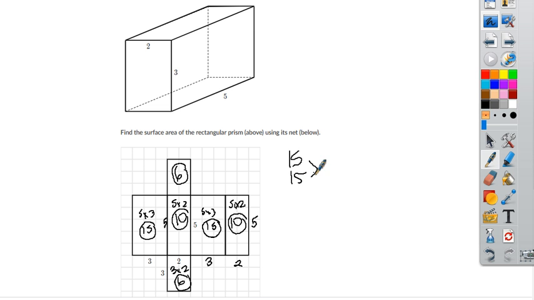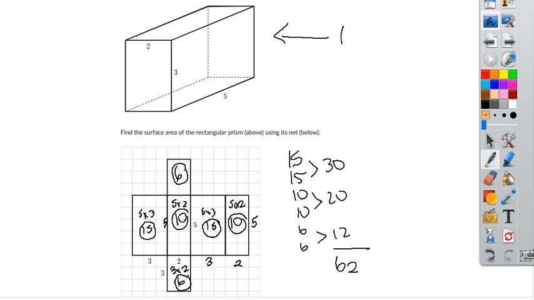and that's 30, 2 10s, that's 20, 2 6s, that's 12. So if I add those up, I have 2 plus 6 would be 62. 3, 5 plus 1 is 6, and then 62. So my total surface area would be 62 cubic units. That means that this whole thing all the way around is 62 units squared.